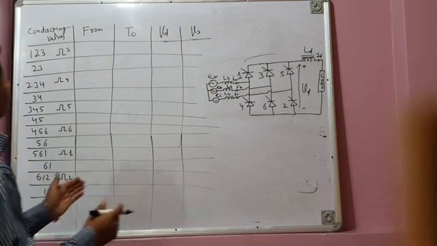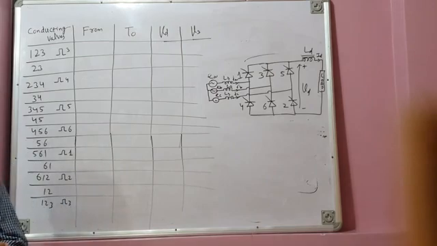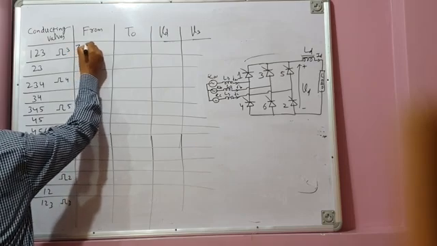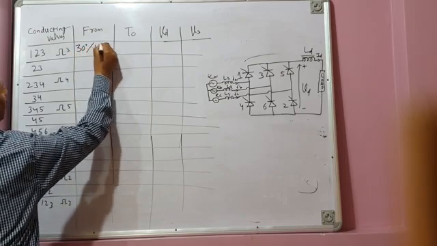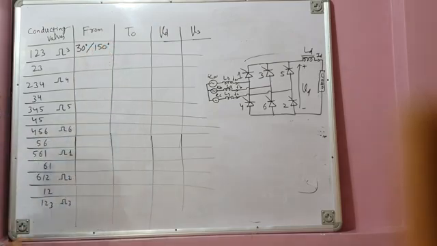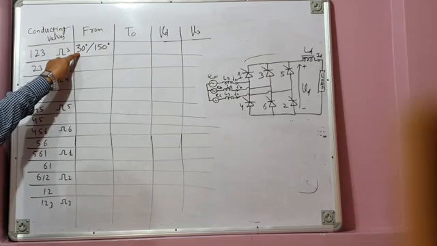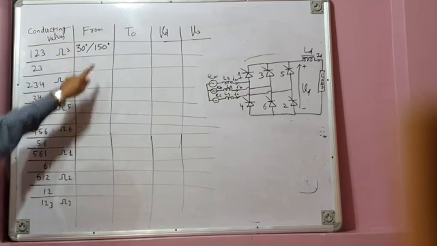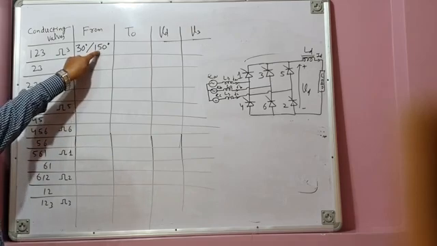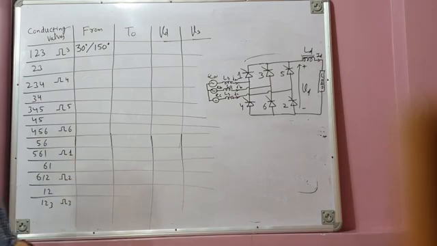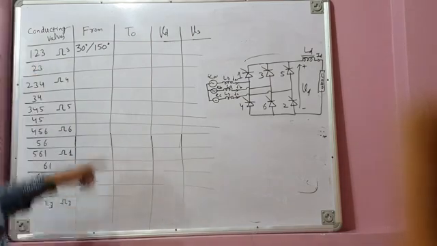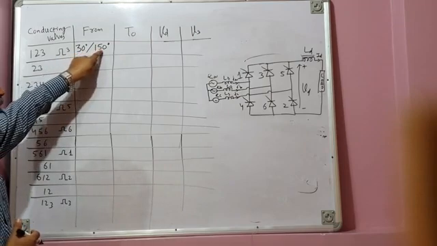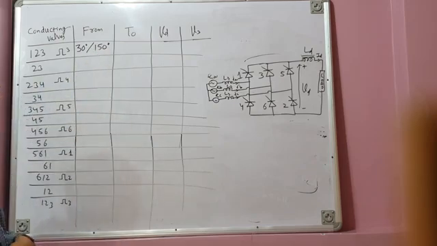Now we will take both the rectification mode of operation as well as the inversion mode of operation. Let us assume for rectification mode, alpha is 30 degrees, and for inversion mode, it is 150 degrees. Alpha less than 90 degrees, in this case 30 degrees, means the converter is operating as a rectifier, and if alpha is greater than 90 degrees, say in this case 150 degrees, your converter is operating as an inverter.